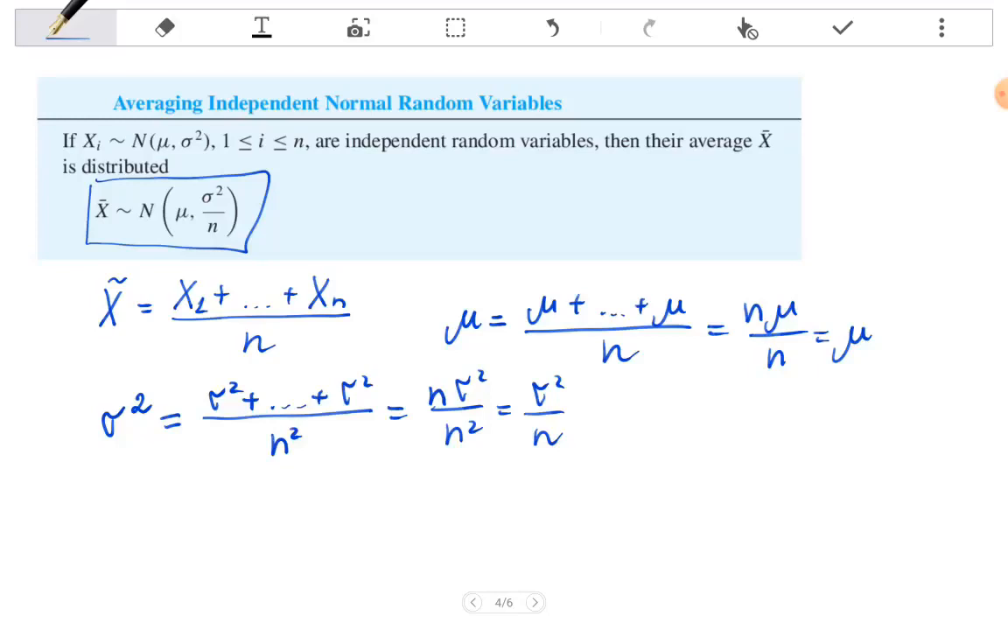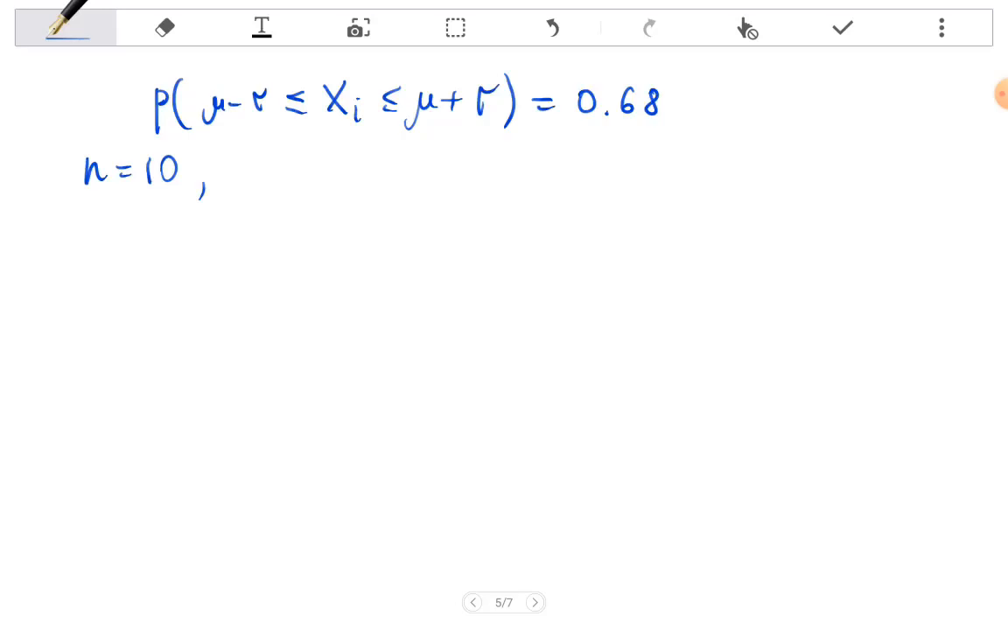Okay, and let's have a look at some illustration of this idea. So, for example, remember what we had. Let me add a page. Remember that, for example, the probability when we take one sigma from mu, this interval, was 68%. So, of course, if xi are normally distributed, right, with mu and sigma. Now let's consider, for example, n equal to 10, and let's consider the average. And let's ask the following question: what is the probability of this average being in this interval?